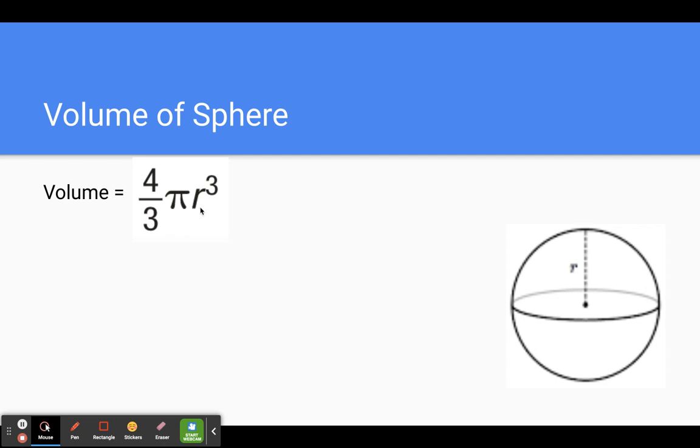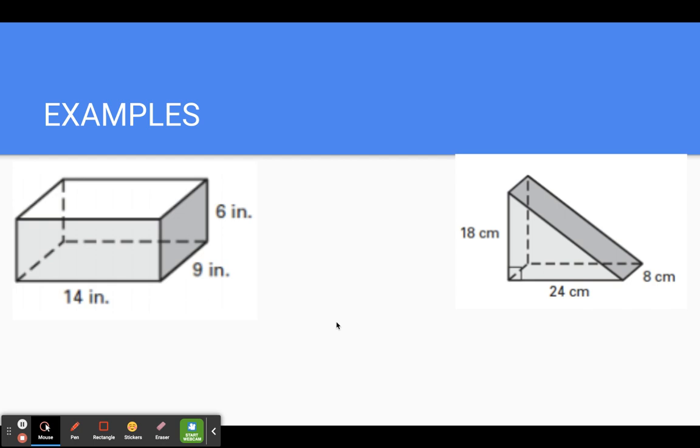4/3 times pi times the radius cubed this time, right? So whatever the radius is, you have to multiply it times itself 3 times. So for example, if the radius is 2, you'd do 2 times 2 times 2 to make it cubed. Okay, so let's go through some examples.